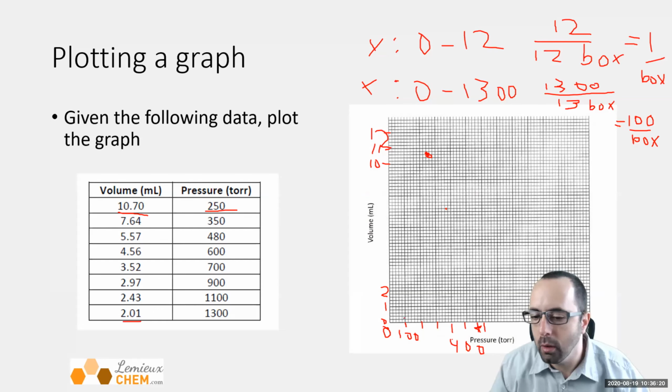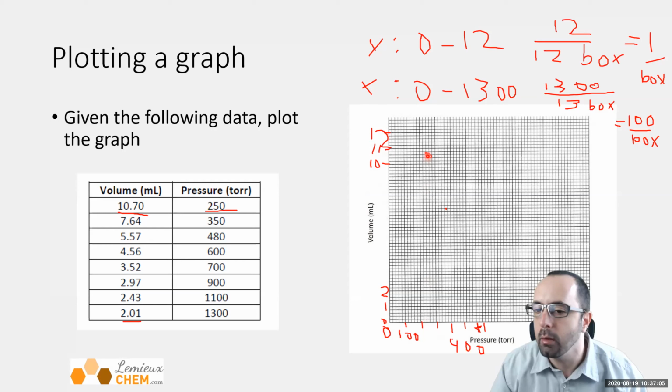Now you don't have to label every tick, but if you label what you can fit. My writing here was kind of big, so I couldn't fit 200, but each box represents the same. It represents 100. Now 250 is right between 200 and 300. I don't have a label for 250, nor should I. I should put my point in between my labels of 200 and 300. So you can see it is in between. It's right here between 200 and 300.